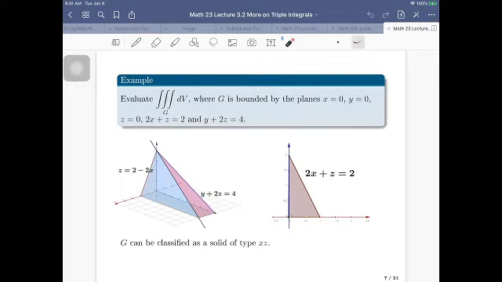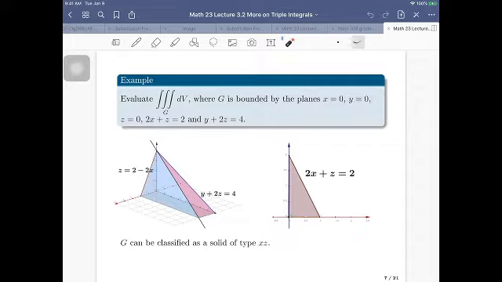Okay, magandang umaga ulit. We are now in the second part of our lecture about more on triple integrals in rectangular coordinates. And now we start with slide number 7, where we tackle one concrete example of a triple integral over a solid that is of type xz. Okay, so we are given this problem.